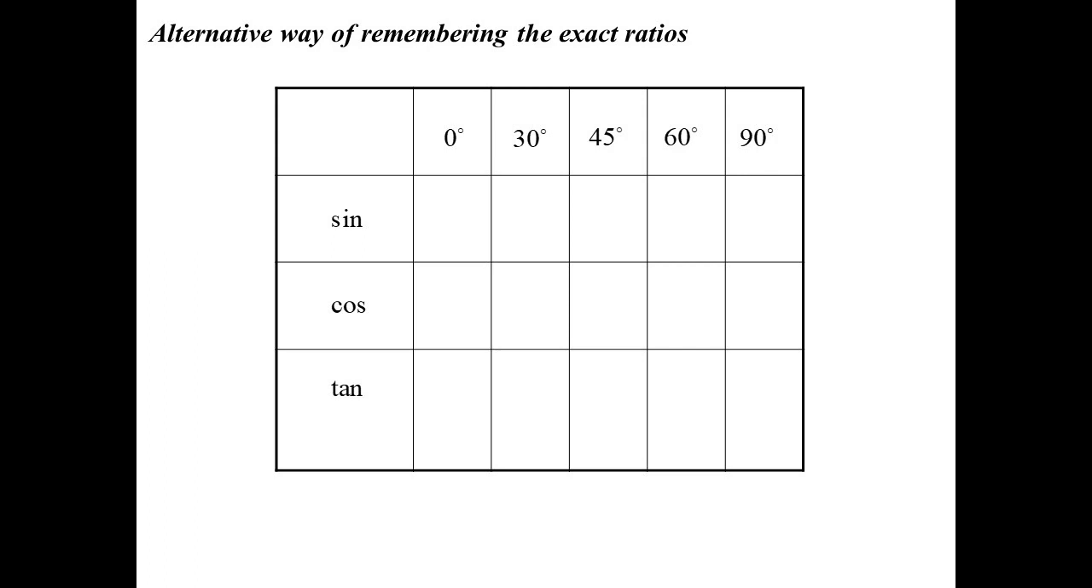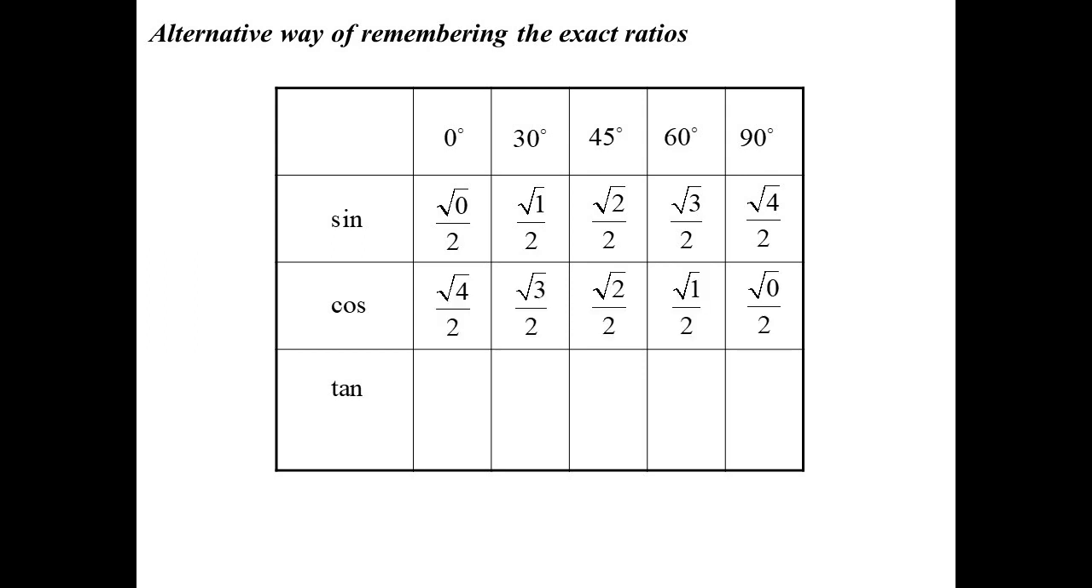If you actually look at it, it goes root 0 on 2, root 1 on 2, root 2 on 2, root 3 on 2, root 4 on 2. It actually works because 0 is 0, then you get 1 on 2, a half, that is sine of 30. Root 2 on 2 is 1 on root 2, which is 45, and then you've got root 3 on 2. Root 4 on 2 is, of course, 2 on 2, which is 1. Cosine's the same, but it reads backwards.